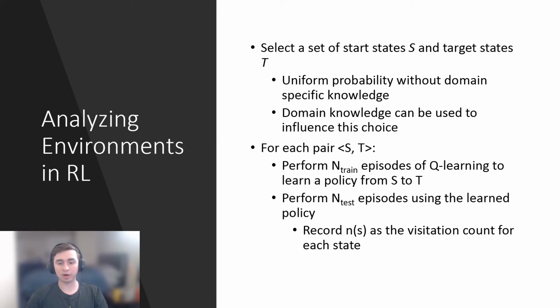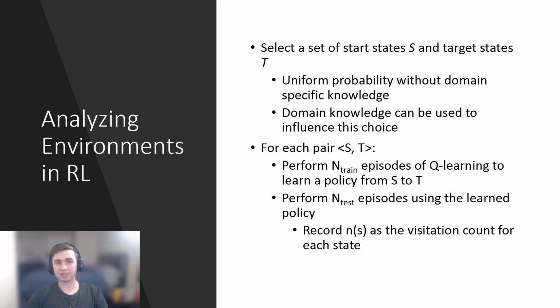Then we perform a number of test episodes using that learned policy and record the visitation count for each state to find the most visited states in several different types of start target state pairs. This method of analysis is similar to that of the extended planner example in the planning paper, as both extract domain information by solving extra problems and analyzing those solutions.